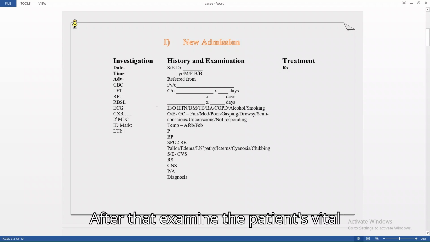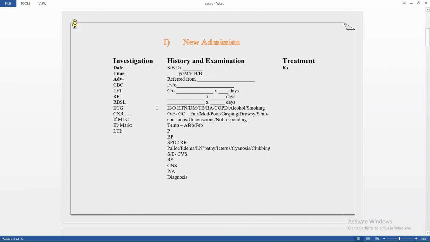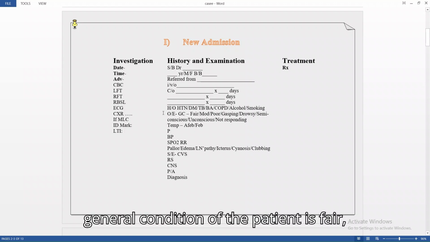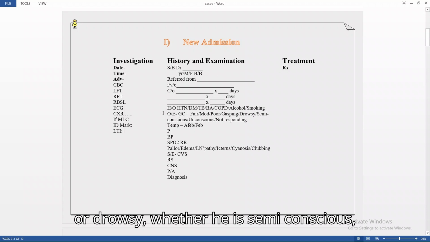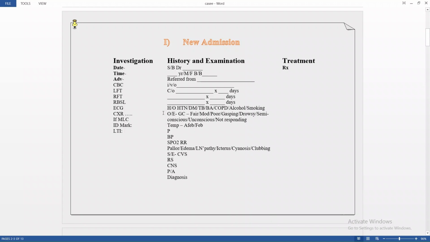After that, examine the patient's vitals and mention them as on examination. Note whether the GC of the patient, that is general condition of the patient, is fair, moderate, poor, whether he is gasping or drowsy, whether he is semi-conscious, unconscious, or not responding at all.